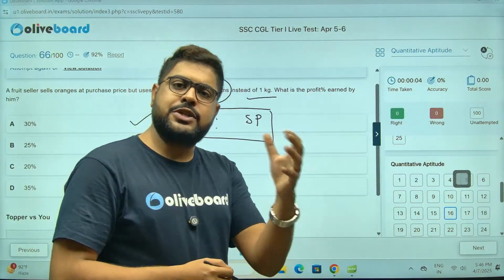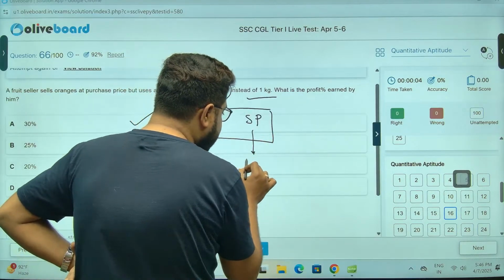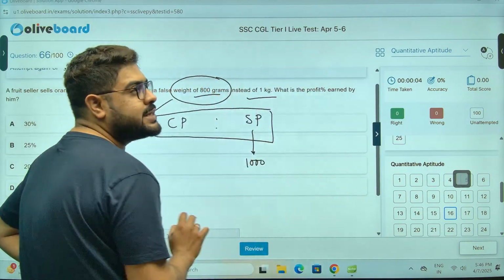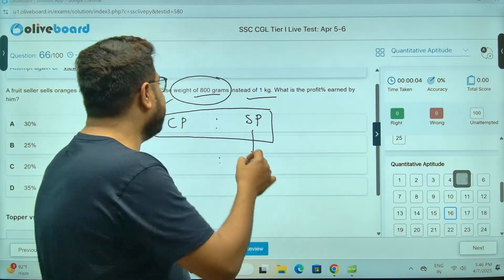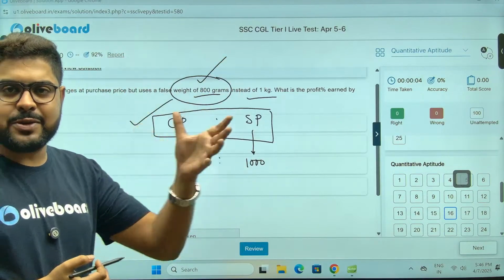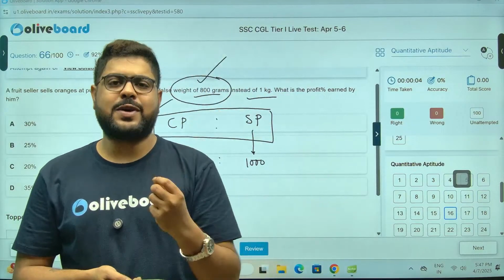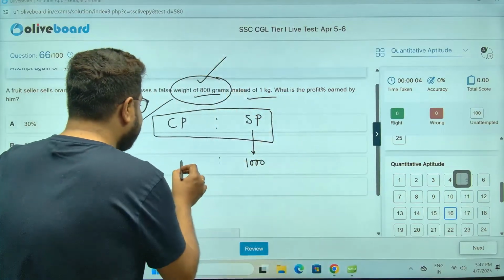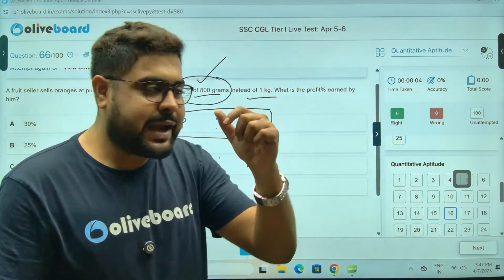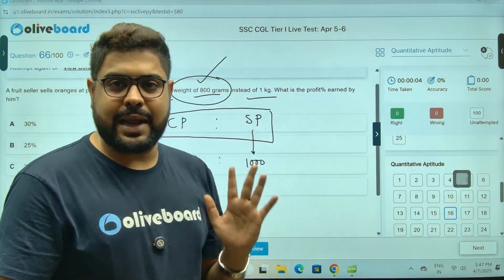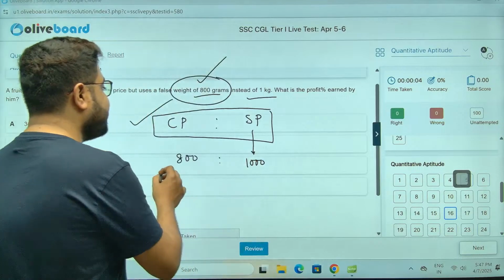You asked me for 1 kg of thing and you paid me for 1000 kg of thing. That is 1000 rupees. Say, for example, 1 gram, 1 rupee. But again, I only gave you 800 grams, because I'm using the false weight. Meaning from my pocket, I have given you what? I have given you 800 rupees worth of product, because 1 gram costs 1 rupee. I have taken from you 1000 rupees, saying that I am giving you 1000 grams. But from my own pocket, from my CP, I have only given you this.